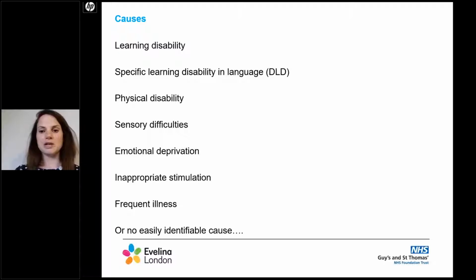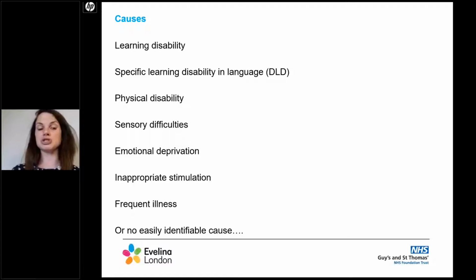So some of you will be really familiar with this already. There are many possible causes of speech and language difficulties, but speech and language development is quite a complicated thing. So whilst there are very common causes of speech and language difficulties, there are some children that we work with who come under the bracket of having no identifiable cause of their speech and language difficulty. So I'm just going to go through some of the things that might link in with a speech and language difficulty, but just bear in mind that there will be other children that we work with where we can't really find a reason why they've got a speech and language difficulty, they just do.